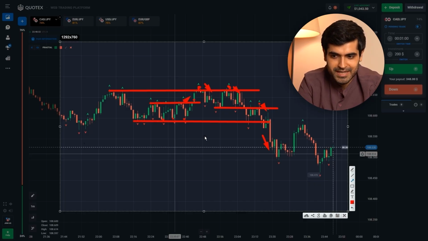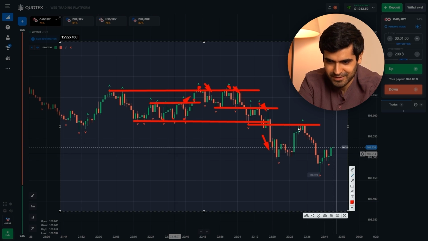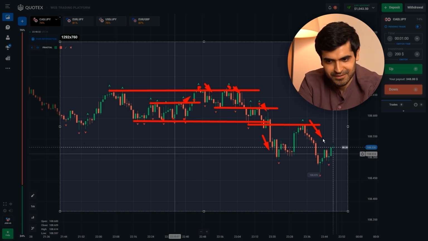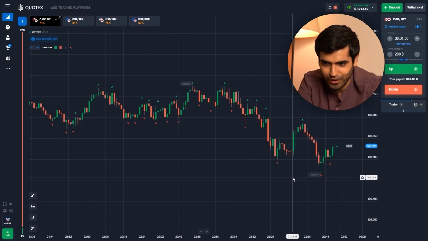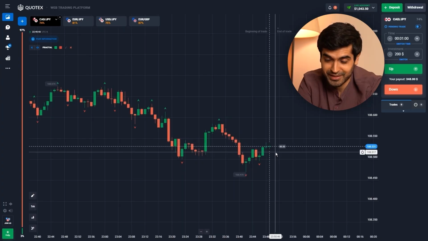By the way, check this out. Price bounced off the previous fractal, which also gave us a signal. That's it guys. Simple, effective, and all you'll ever need. Now let's prove it live.